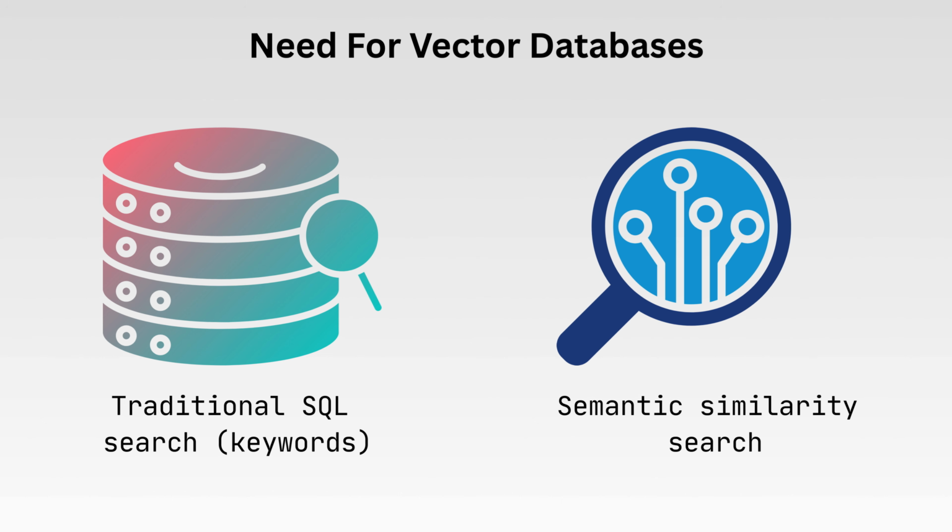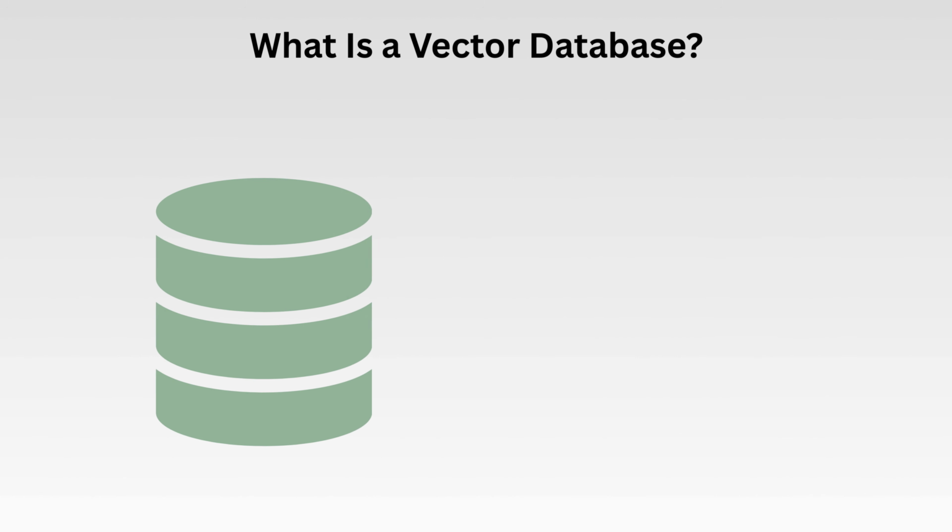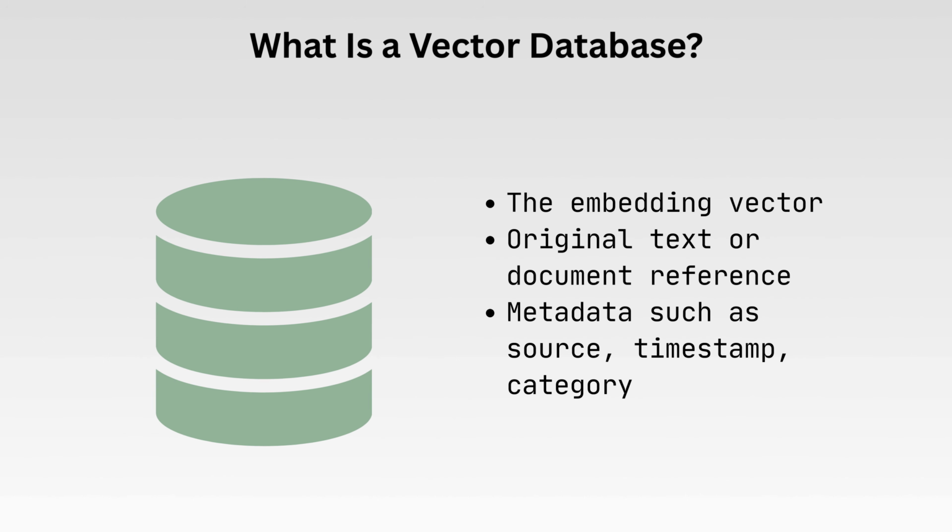Vector databases are purpose-built systems designed to store and efficiently search embedding vectors. A vector database stores high-dimensional vectors along with associated metadata. Each entry typically contains the embedding vector, original text or document reference, metadata such as source, timestamp, category. The key difference is how retrieval works. Instead of querying by keywords, we query by similarity. You don't ask, find documents with this word. You ask, find vectors most similar to this vector.